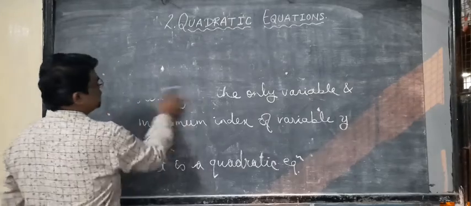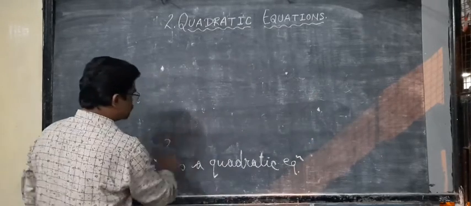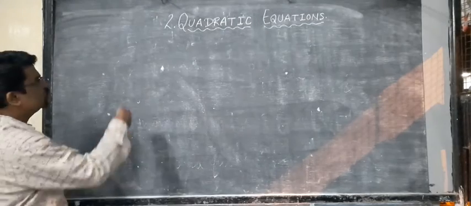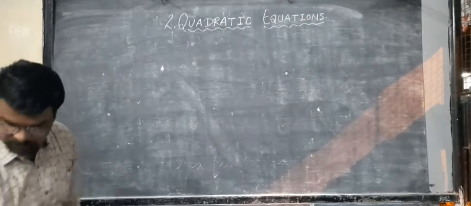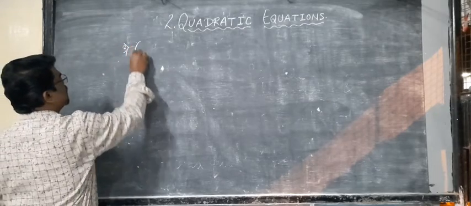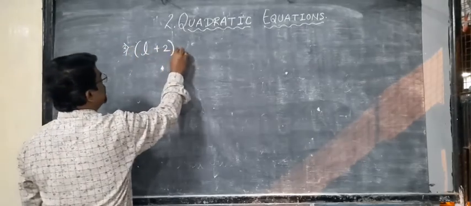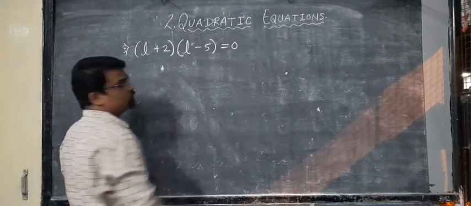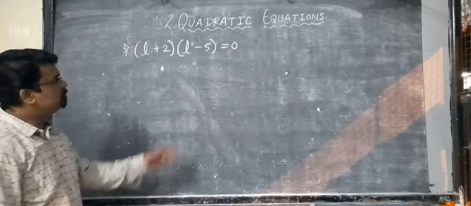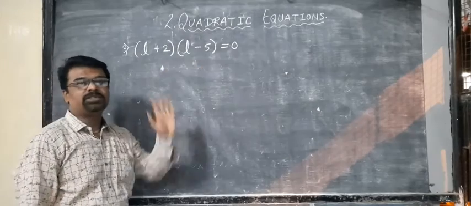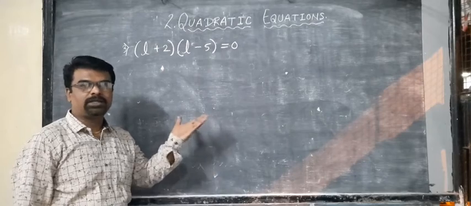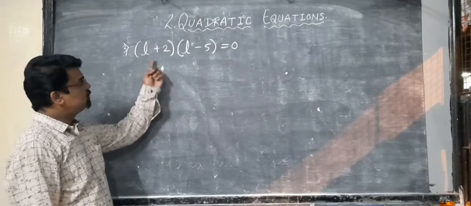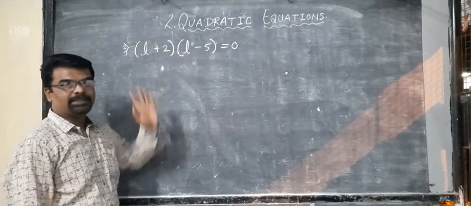Okay. Now the next example is (L + 2)(L - 5) = 0. Simply by observing this equation, we cannot predict whether it is a quadratic equation or not. So to check, first we have to multiply these two brackets.